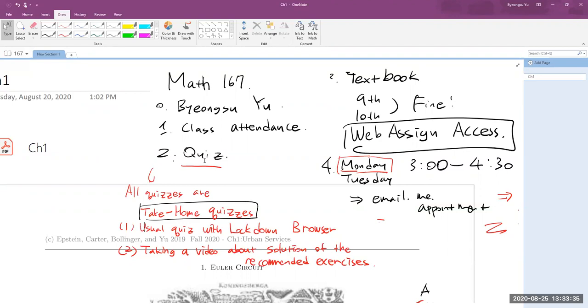Are we allowed to use notes on the quiz? Yes, you can use notes on the quiz. And the question from the in-class is about the WebAssign homework due date. The first due date of WebAssign is tomorrow. But if you have any trouble logging into WebAssign, and if it takes a lot of time, then just let me know. I will extend your due date on the homework, right? So that's the question. Okay. And is there any other question?